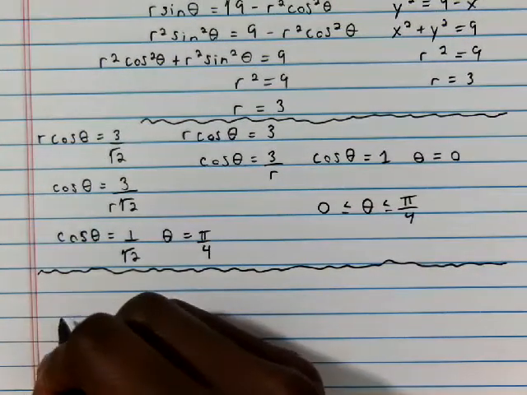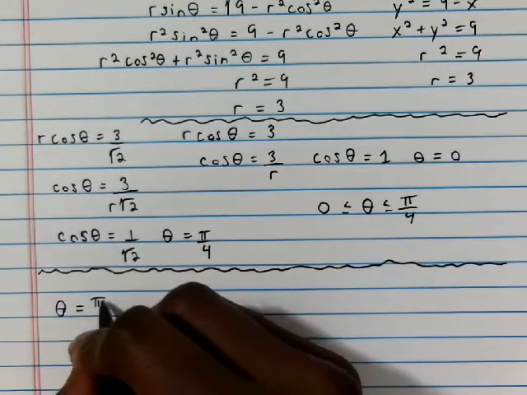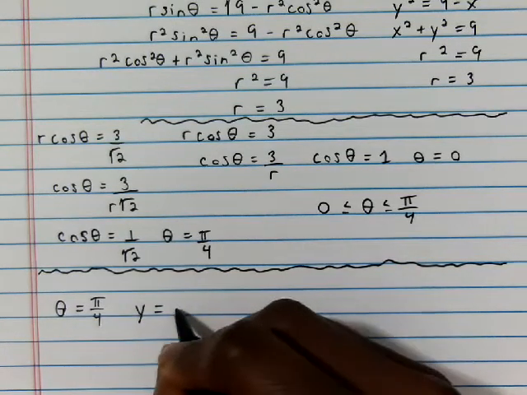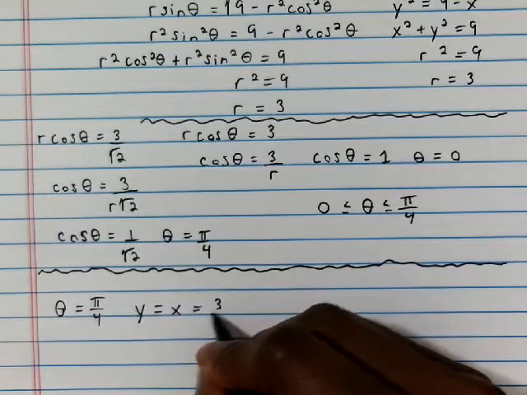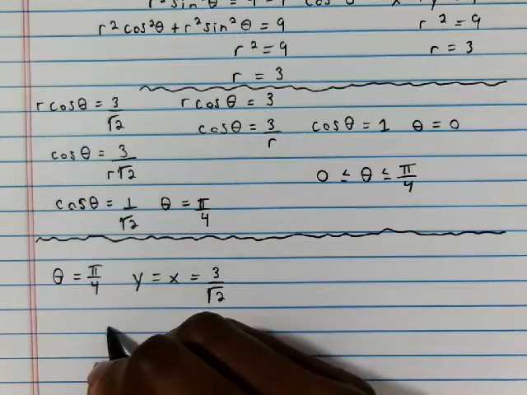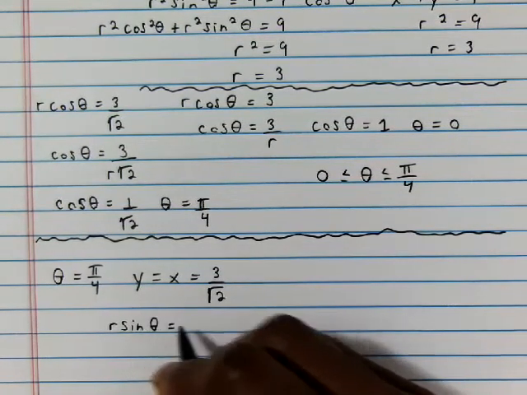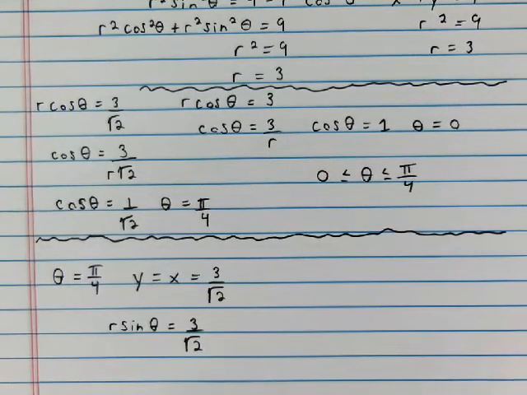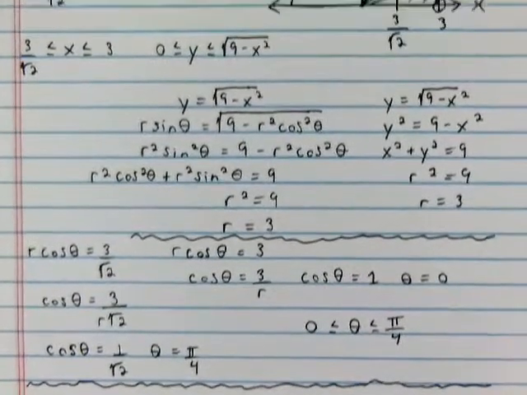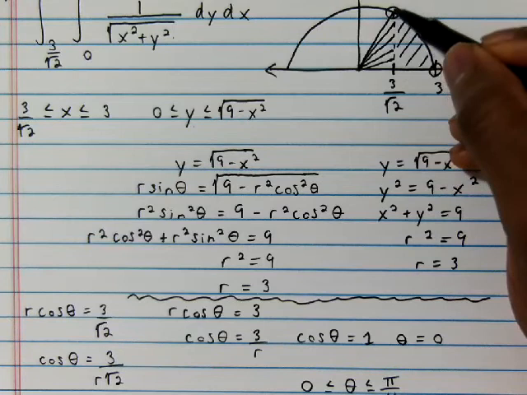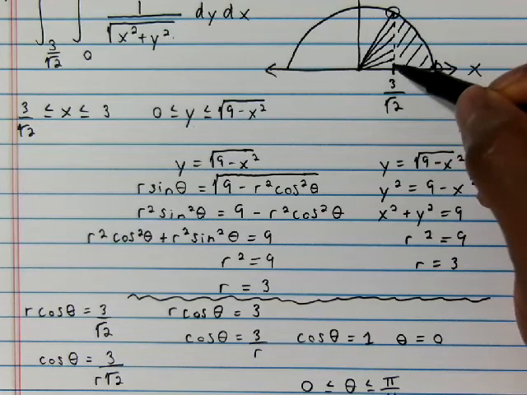So theta equals pi over 4 gives us that y equals x, which is 3 over root 2. But y, we know in polar coordinates, is r sine theta, which equals 3 over root 2. Now careful here, before we plugged in r equals 3, we don't want to do that here, only because we're trying to get all of these r's, not just that one right there. We're not just looking at r equals 3, we're trying to get all of those. So we don't want to plug in 3 right now.